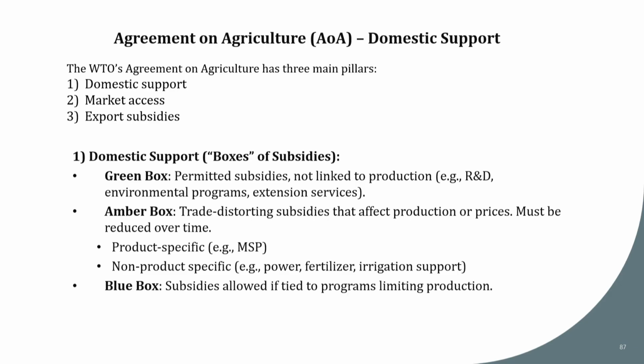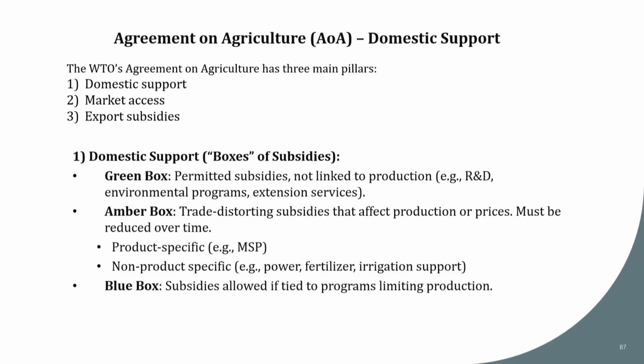Let me now talk a little bit more on one of the agreements, that is the Agreement on Agriculture. It has mainly three pillars. The first one is domestic support, the second one is market access, and the third one is export subsidy. So let me begin with the first one. The first one is related to domestic support. Domestic support means mainly the agriculture subsidies.